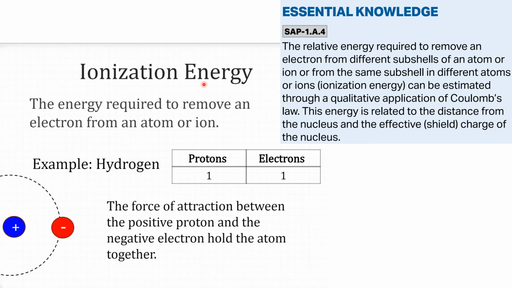Now let's talk about ionization energy. This ionization energy is related to Coulomb's law, which we did in the previous slide. What is this ionization energy? The energy which is required to remove an electron from an atom or ion is called the ionization energy. Now, if we are talking about a hydrogen atom, it has one proton and one electron. This Coulomb's force of attraction between the proton and the electron holds the atom together. As I told before also, there is some attraction between the proton and electron. That is why the atom is held together.